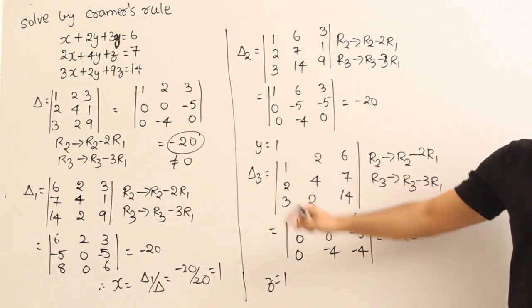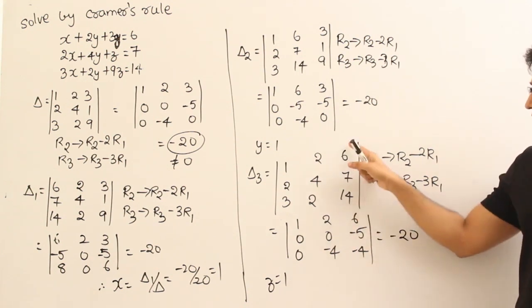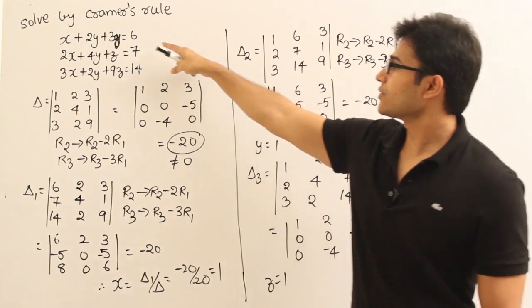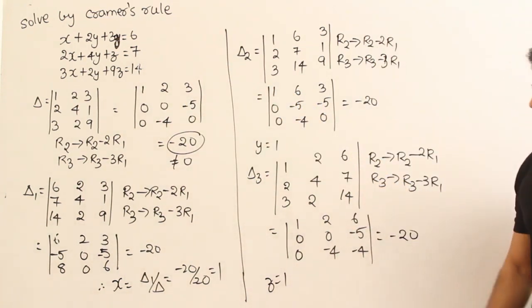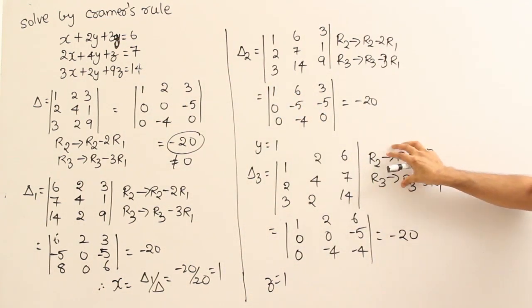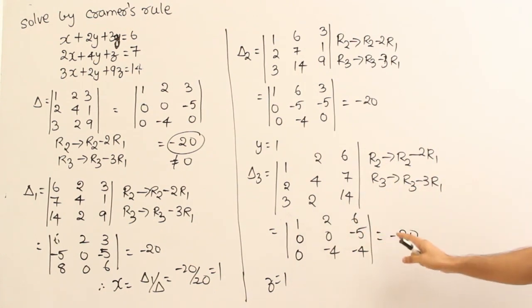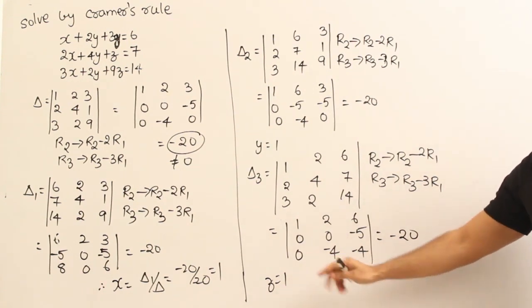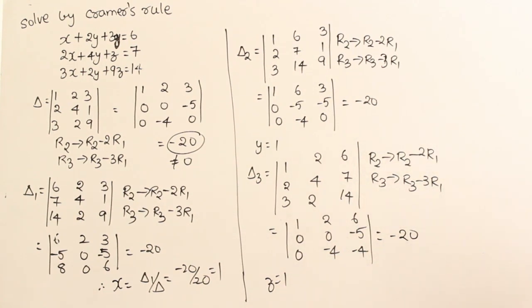And similarly I am finding the value of z. How? Replace the third column of delta by these constants 6, 7 and 14. When I replace it with 6, 7 and 14 and apply these transformations, I got this. So again the value of delta 3 is also minus 20. Then what is z? z equals delta 3 by delta, which is 1. So in this case x, y and z are all equal to 1.